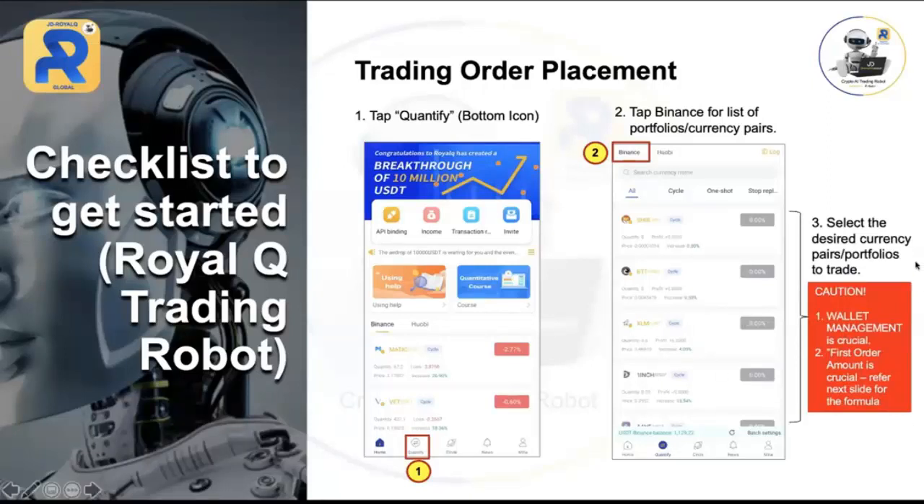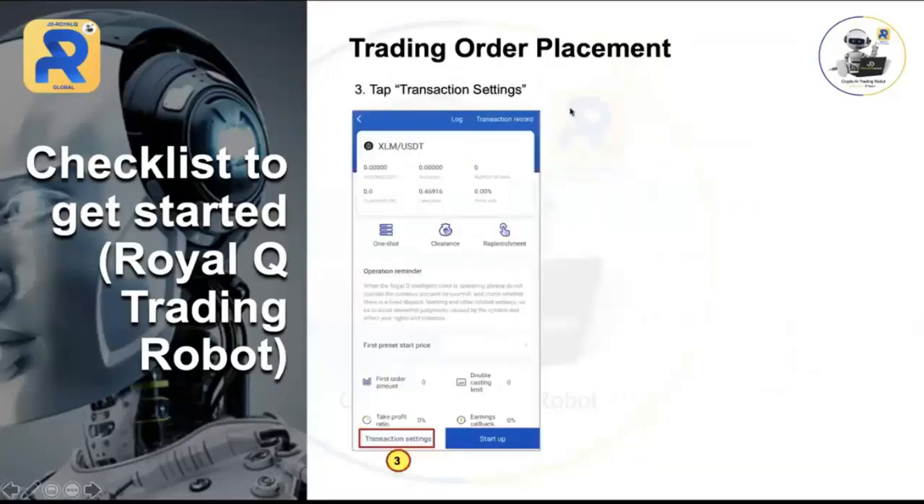Now, as I mentioned to you, every time you see a red banner in my slide, please understand that those are caution points. What are the caution points here? The wallet management is crucial. The first order amount is crucial. Let me explain what I mean by the first order amount. The next slide explains it to you.